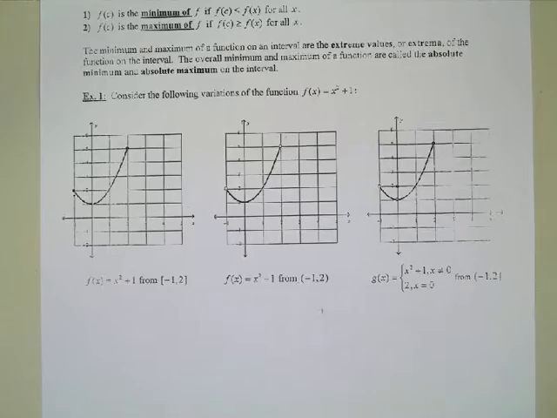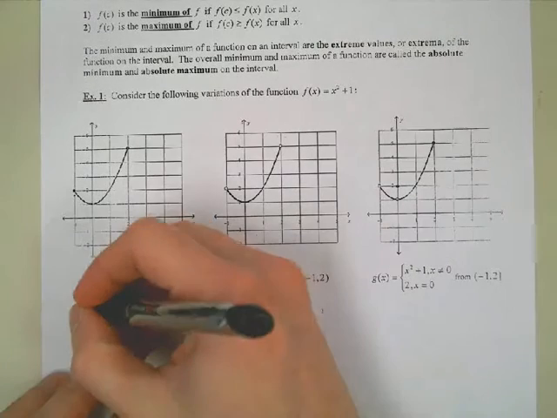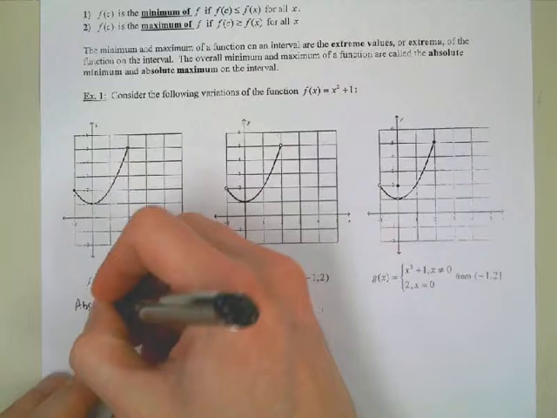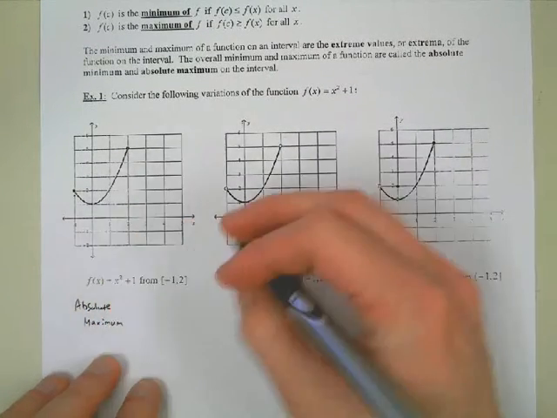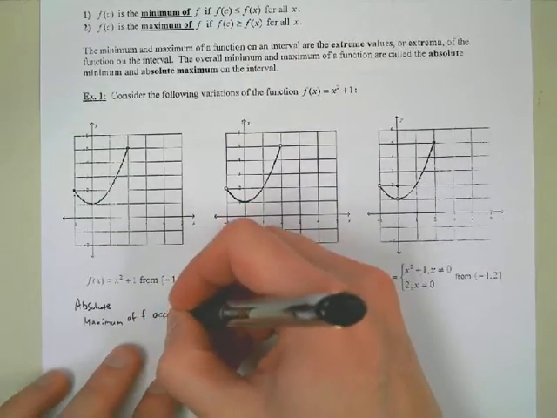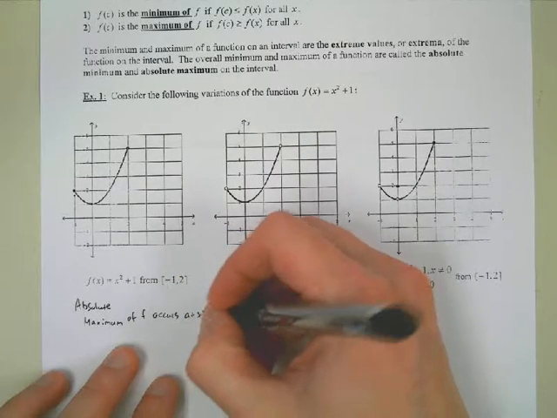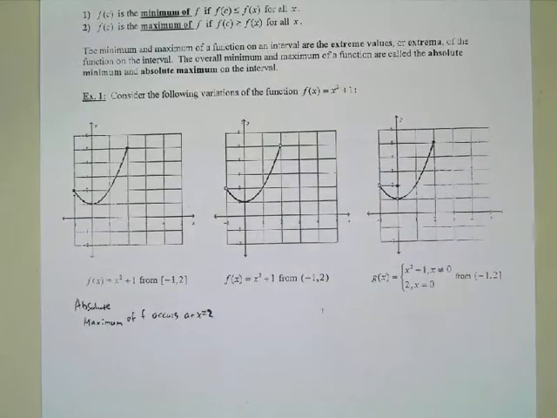All right, so when we look at this, what will we say is the location of the absolute maximum? At what x value does the absolute maximum occur? Okay, the absolute maximum of f occurs at x equals 2. For the notes, let's write it out like I do, and then I'll show you more succinct ways to put it.